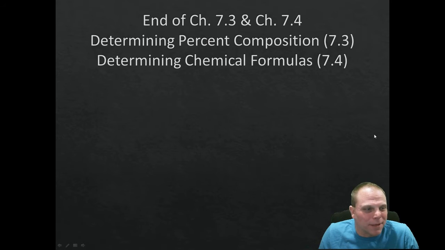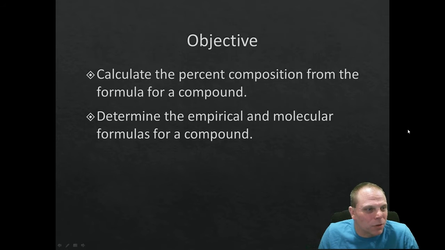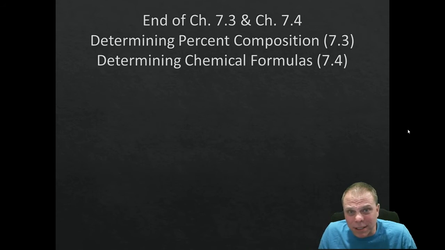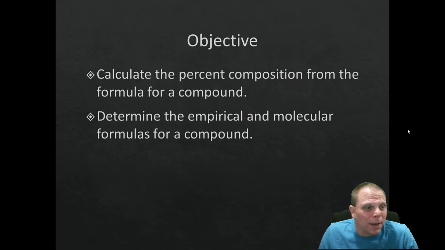So let's go ahead and start by going over our objectives for the day. We're covering just a little bit of the end of chapter 7.3, and then we're going to cover 7.4. Our first objective is to calculate the percent composition from the formula for a compound, and then we're going to determine the empirical and molecular formulas for a compound.